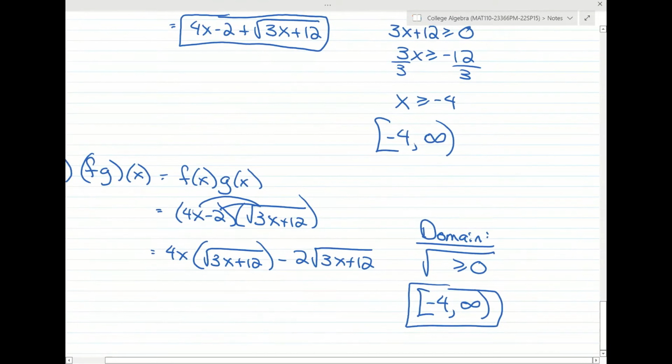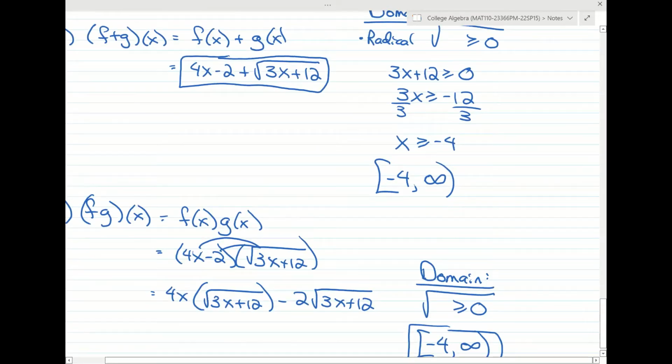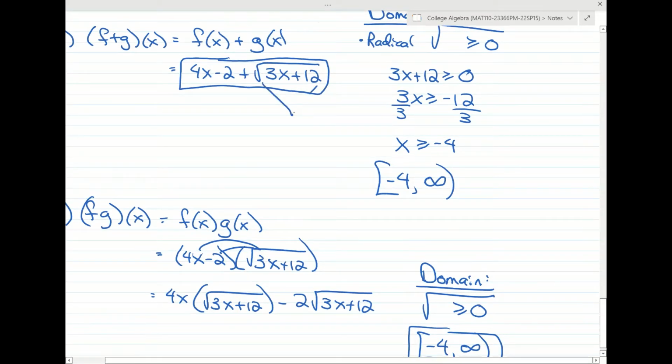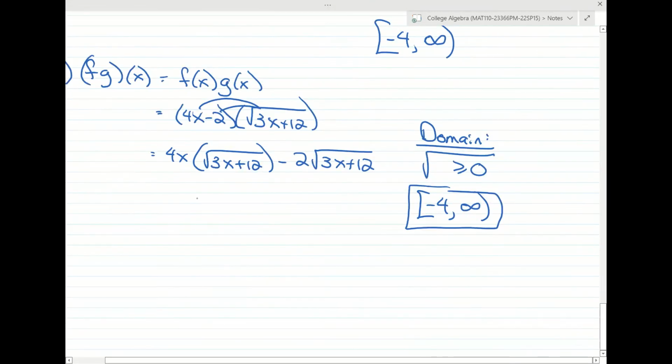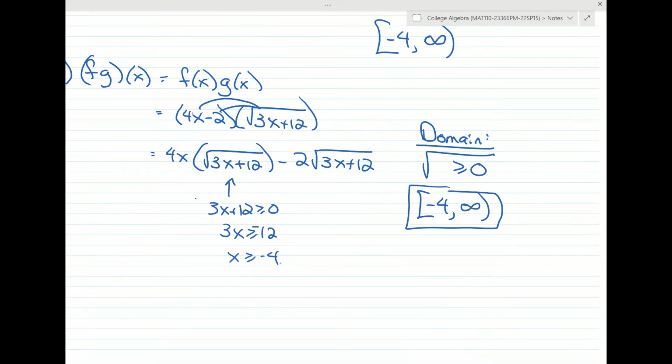So anytime you have a radical in the problem, you have to make sure that the inside of the radical is greater than or equal to 0. So that's what we did in the problem before it. We had the square root of 3x plus 12, and we made it greater than or equal to 0. So it's the same thing here. We do the same exact process. We'd say 3x plus 12 is greater than or equal to 0, so 3x is greater than or equal to negative 12, and x would be greater than or equal to negative 4. Same step we did before, because we have a radical in the problem.